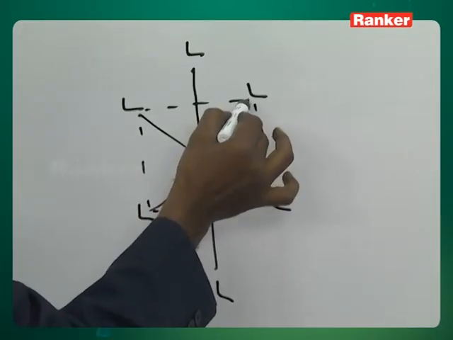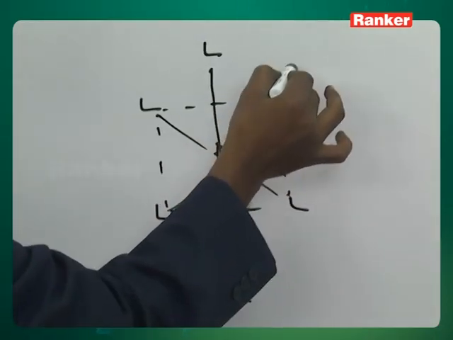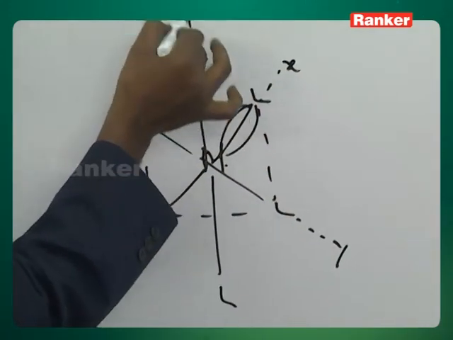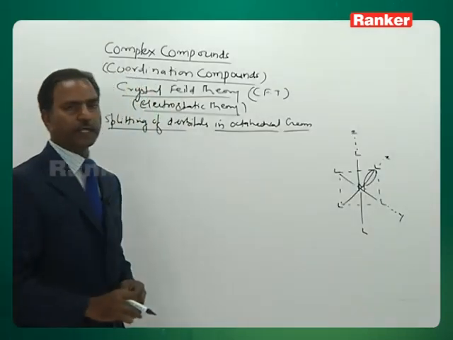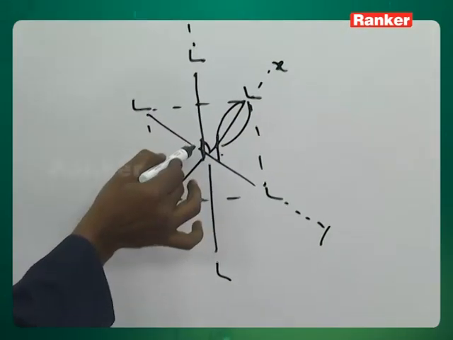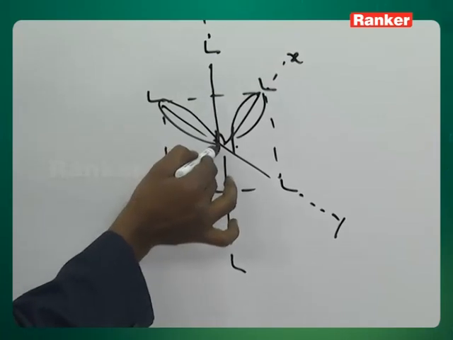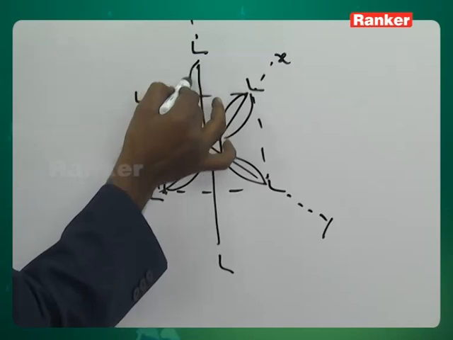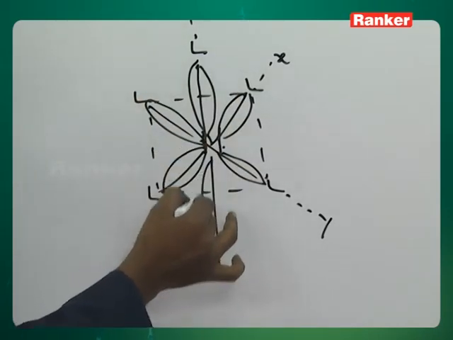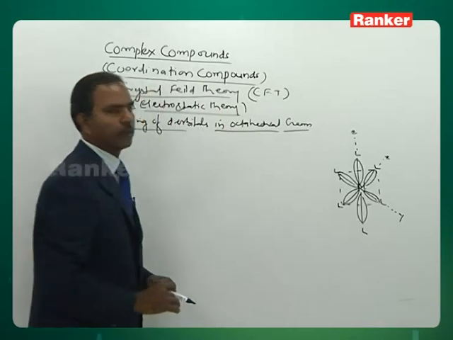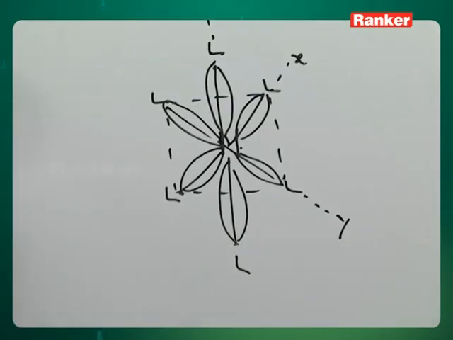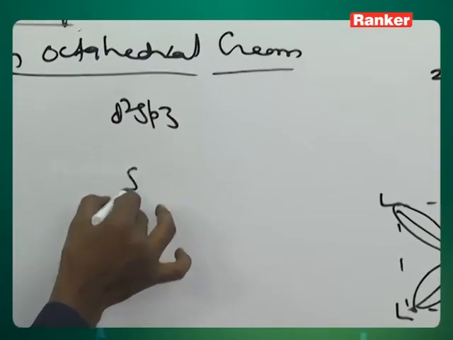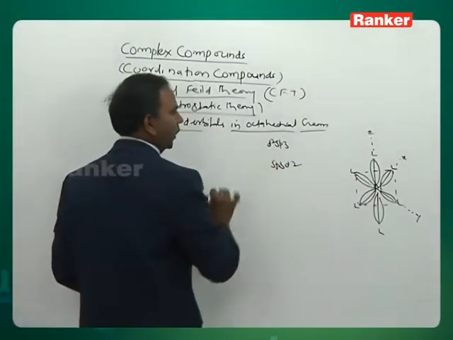Then I write the orbitals here. Consider this is the x-axis, y-axis, then z-axis: x, y, z. The orbitals I am writing on each axis. It is now representing octahedral geometry. Now, in octahedral geometry, the possible hybridization is d2sp3 or sp3d2.